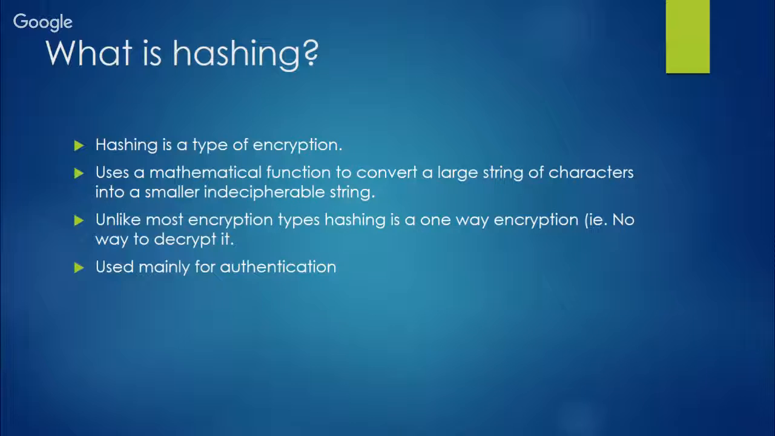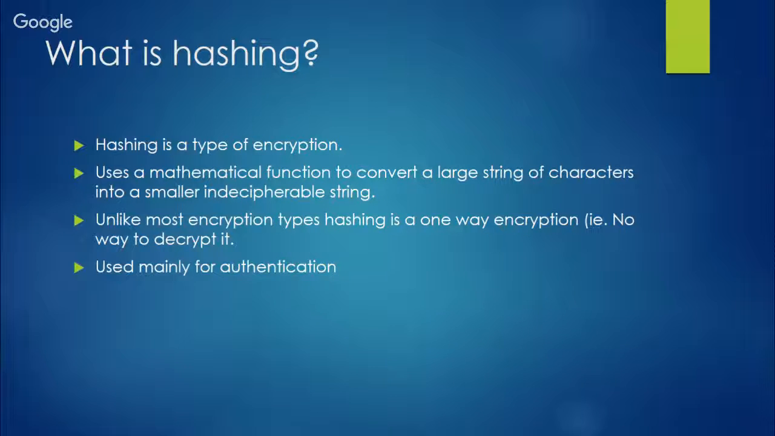But what makes hashing unique compared to encryption is that hashing is what's called a one-way encryption, or in other words, there's no way to decrypt it. With regular encryption, you have a key that you put into the algorithm that'll bring your converted text back into plain text. With hashing, once it's been hashed, there's no way to decipher what the plain text was originally.